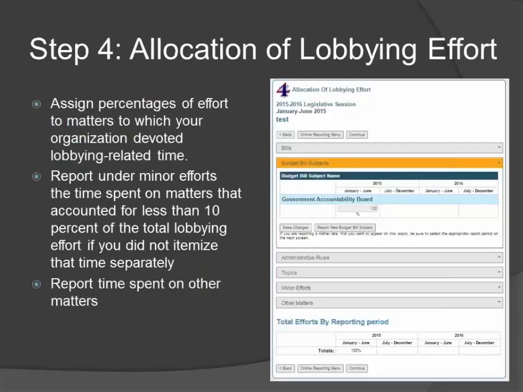All right. Step 4, assign percentages of effort to matters to which your organization devoted lobbying-related time. Report under minor efforts the time spent on matters that accounted for less than 10% of the total lobbying effort if you did not itemize that time separately. Report time spent on other matters, which includes time spent on gubernatorial nominations and matters on which the organization made no lobbying communication.